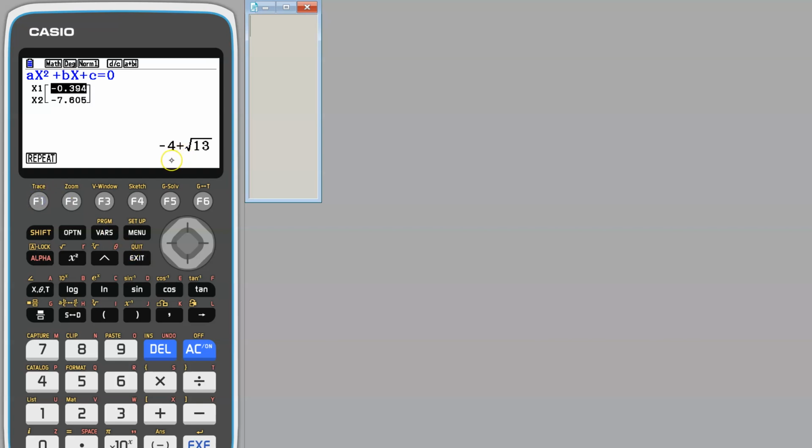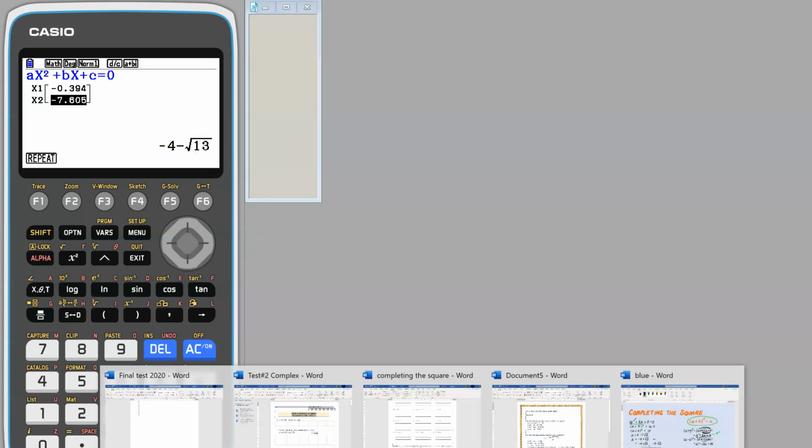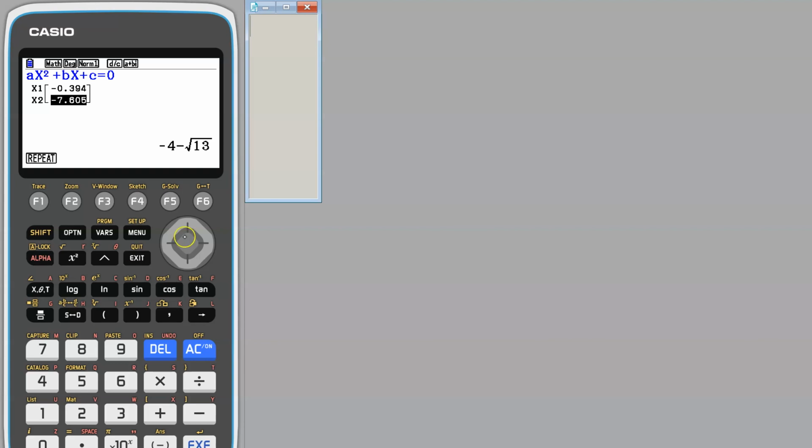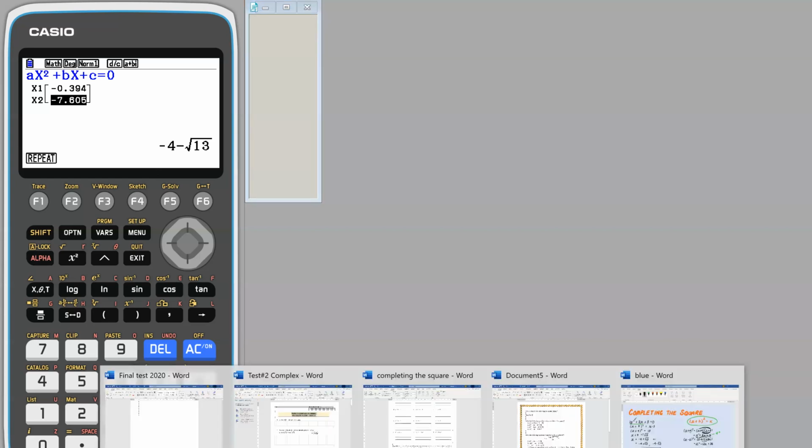And you can see here we get minus 4 plus root 13 and minus 4 take root 13, and that's pretty much what we got over here. Just a heads up, if you're using a slightly older calculator, it won't give you the exact answers here. So that's where these newer ones really help you out. So let's just do one more if you need to.